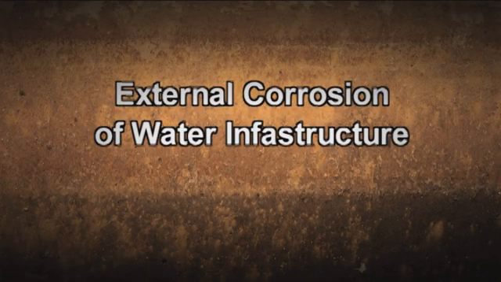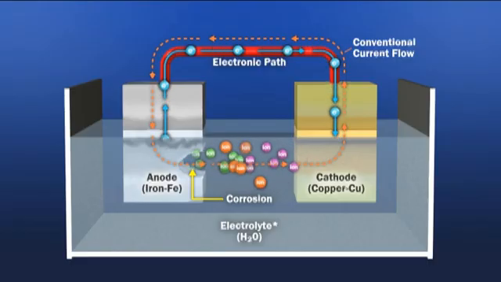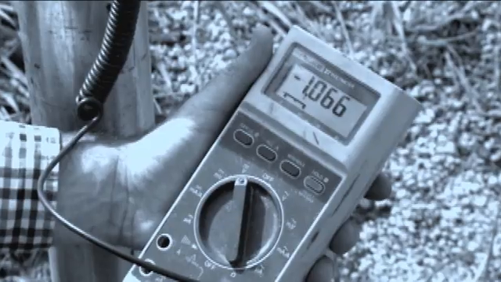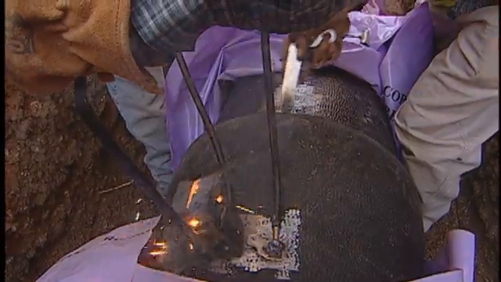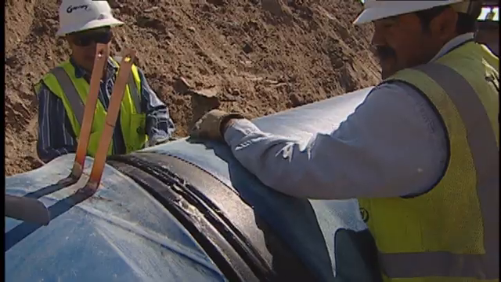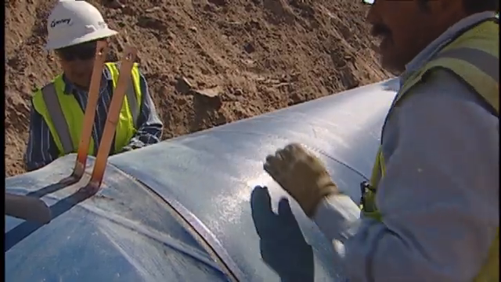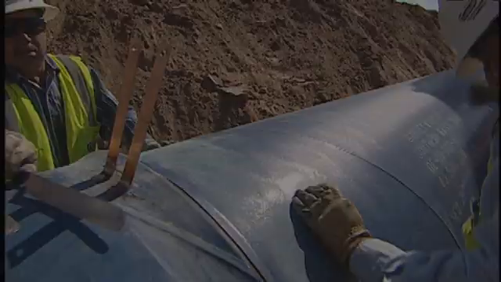This video focuses on external corrosion in water utility distribution systems. It will discuss how corrosion works, how to evaluate corrosion potential, methods utilities use to prevent or slow corrosion, and operational considerations when working with pipe and fittings in the field.